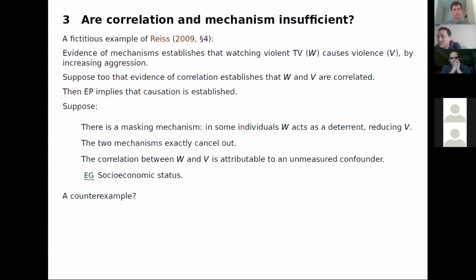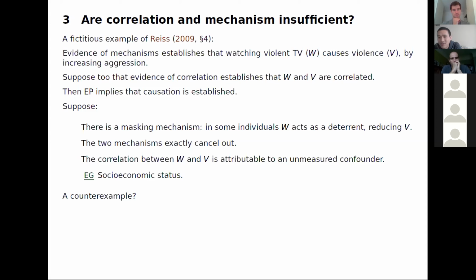However, this conclusion might be problematic according to Julian, because it can be a scenario in which there is a masking mechanism, reducing the relation between watching violent TV and violent behavior. So in that case, watching violent TV is not a cause of violent behavior. In other words, evidential pluralism is problematic.